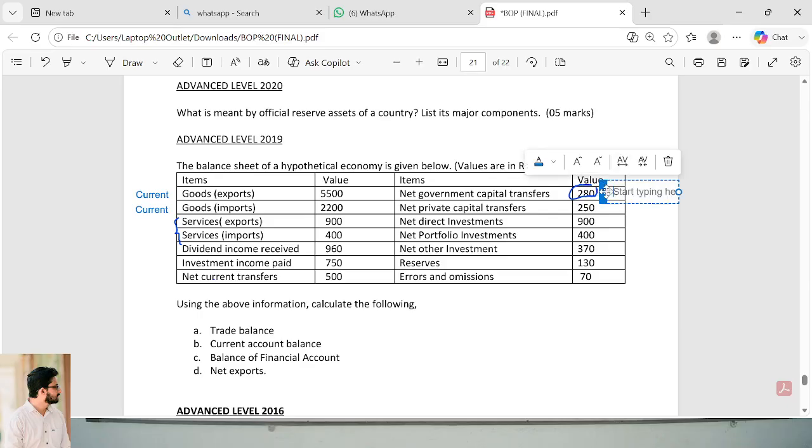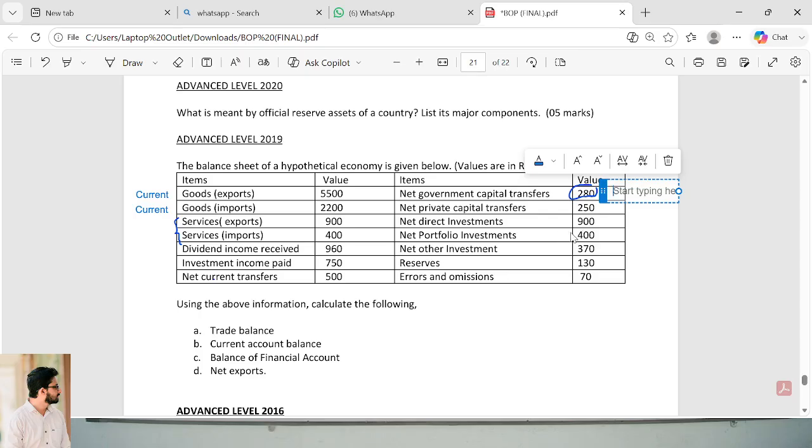Here, no need to calculate receipts minus payments. You are given the net value, so add them together, no issue. Net government capital transfers mean capital account. Net private capital transfers, also capital account. Net direct investment, 900. It means payments minus receipts. Net value given, no issue.